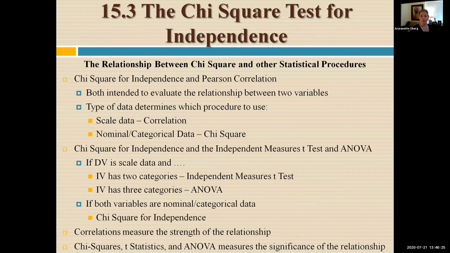So let's talk about how chi-square relates to other tests. Chi-square specifically for independence. Like I said, even though some people relate it to independent measures t, I see it more as relating to correlations. Are they related or are they not related? Are they independent or not? Obviously with correlations, we have to have scale data. And so chi-square gives us a little bit more flexibility, and we can just use frequency data. So we can do a chi-square analysis with only nominal or categorical variables.